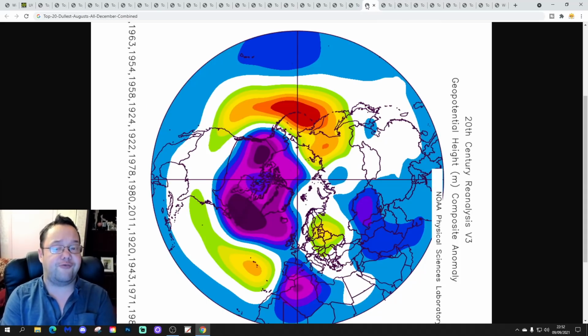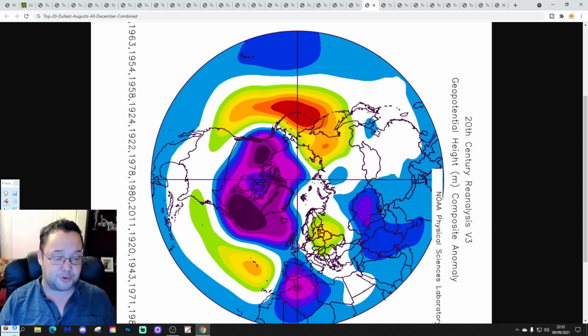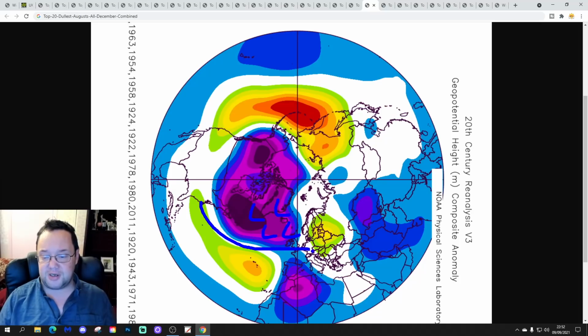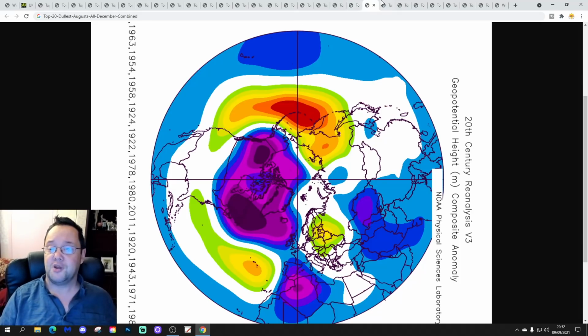Okay, let's start putting all of those years together then and see what happens. So this is how all Decembers combined are looking following the top 20 dullest Augusts. Mild, wet signal for these Decembers. Winds in from off the Atlantic. So a mild and wet signal for the Decembers.